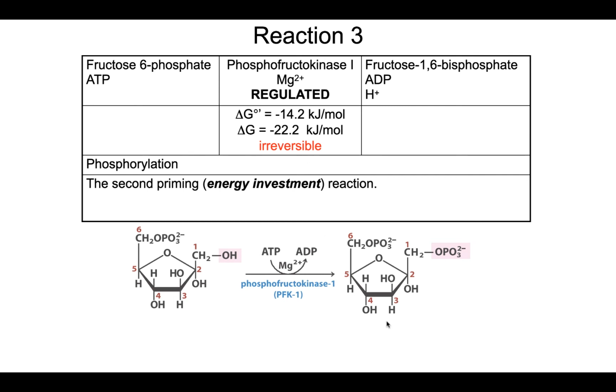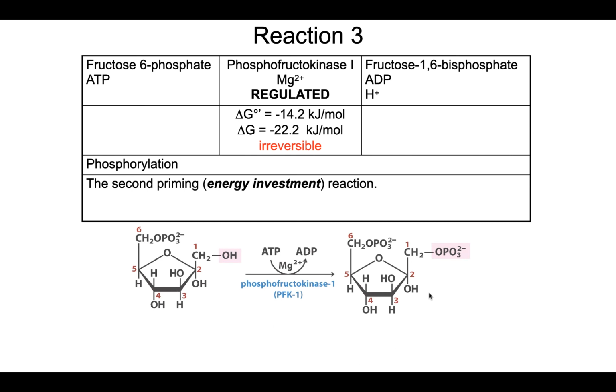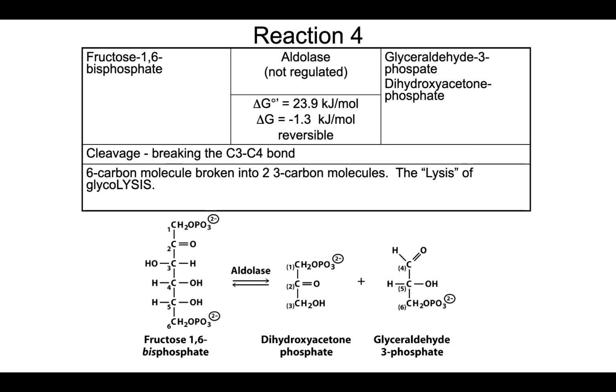Okay, so now we've got this molecule, fructose 1,6-bisphosphate, right? Very high energy molecule. The next step is our lysis reaction. When we talk about glycolysis, in the word glycolysis, well, this is that lysis reaction, and it's catalyzed by an enzyme called aldolase. And what that's going to do is break the covalent bond between carbons 3 and 4. And so what we've done here between this slide and the previous slide is we've opened up that fructose ring back into its chain form.